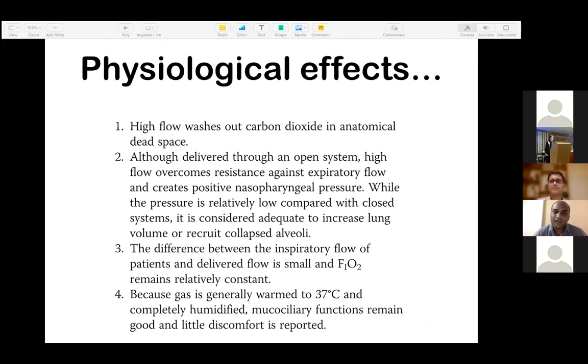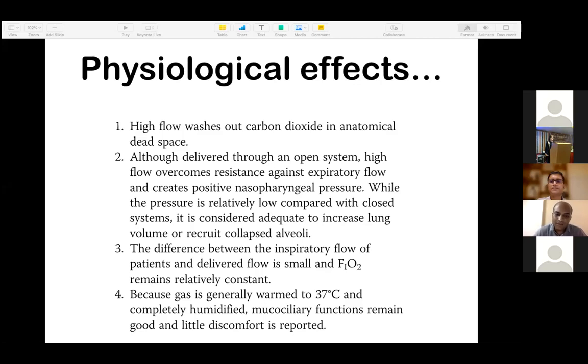What is the physiological advantage? The high flow usually washes out the carbon dioxide from the anatomical dead space. Although the delivery is through an open system, the high flow overcomes the resistance against expiratory flow and creates a positive nasopharyngeal pressure. Though the pressure is relatively low compared to a closed system like NIV or ventilation, it is considered adequate to increase the lung volume or recruit collapsed alveoli to some extent. And studies have shown the PEEP it can generate varies from 2 to 8 centimeters of water, depending on the flow of the gas, whether it's set to 40, 50, or 60 liters, and also depending on whether the patient is keeping his mouth open or closed.